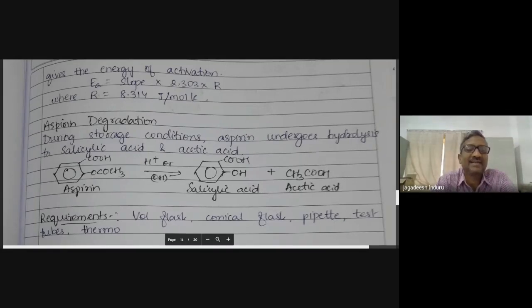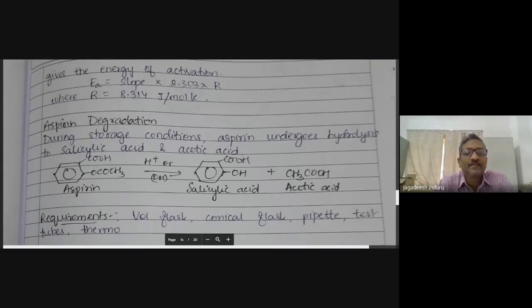So salicylic acid reacting with acetic acid, salicylic acid is containing OH. In that OH, the acetic acid is getting esterified. Because of the presence of H plus or OH minus ions, we are going to have a hydrolysis reaction liberating salicylic acid and acetic acid.